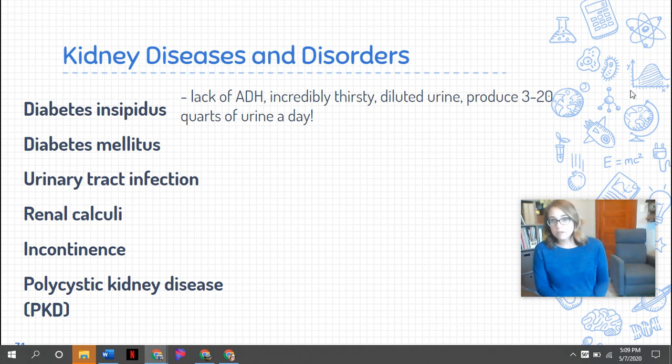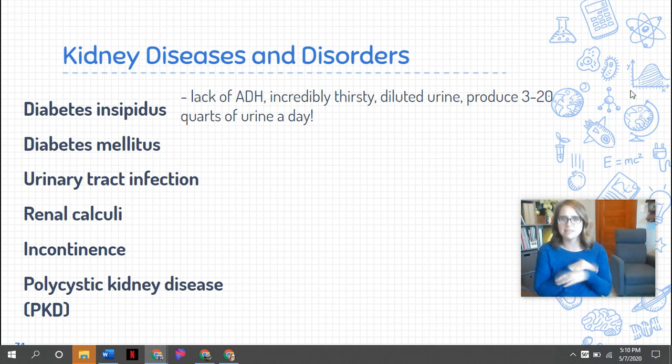So they're incredibly thirsty and urinate a lot, anywhere in the range of 3 to 20 quarts of urine a day. That's like urinating all day long. It is not diabetes as you are familiar with it. I'm not entirely sure, but it has this name because it has to do with urination frequency, which is another sign of diabetes, the regular one, mellitus. But other than that, they have nothing to do with each other.